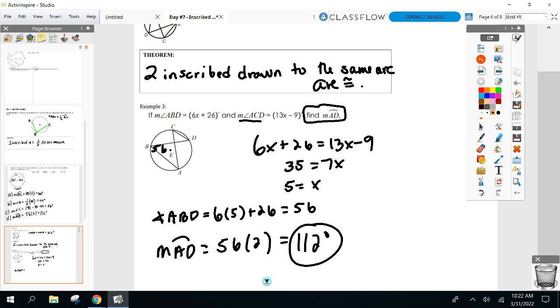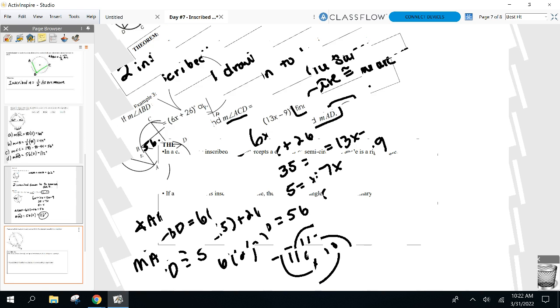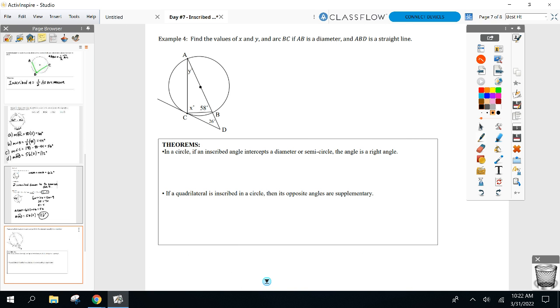So if you see two inscribed angles and they both go to the same arc, automatically they're equal. Questions? Sorry to throw a lot at you today. This is the last stuff before the quiz, though. All right, next up.